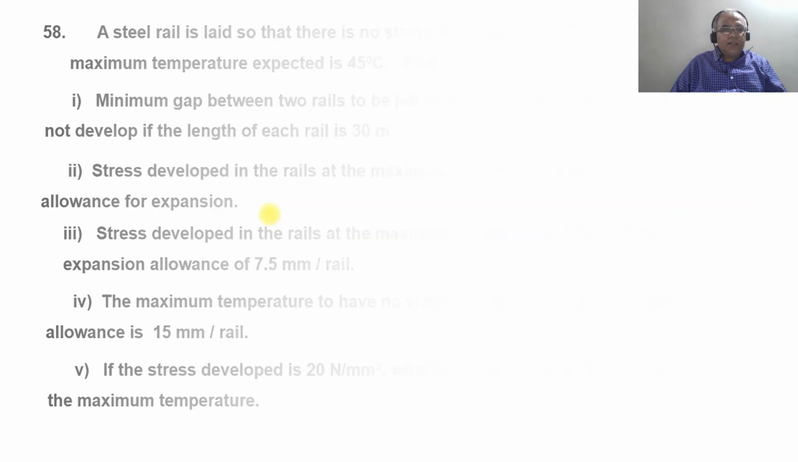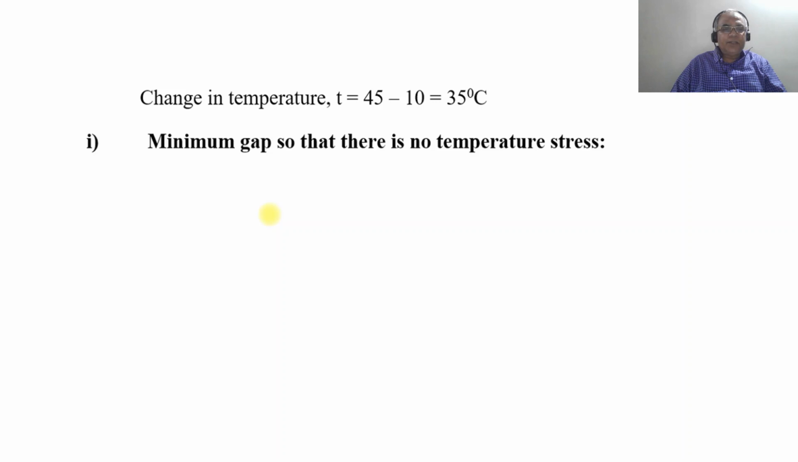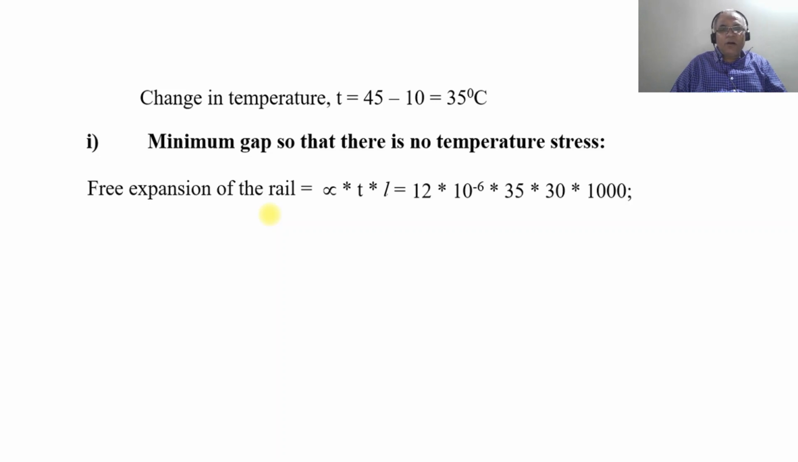So to do that, first we are going to take the change in temperature. Here 45 minus 10 degrees is 35 degrees centigrade, which is the change in temperature. So what is the minimum gap so that there is no temperature stress? That means it will have the free expansion of the rail. The free expansion of the rail will be alpha into T into L, which is the coefficient of thermal expansion alpha into temperature change into length of the member.